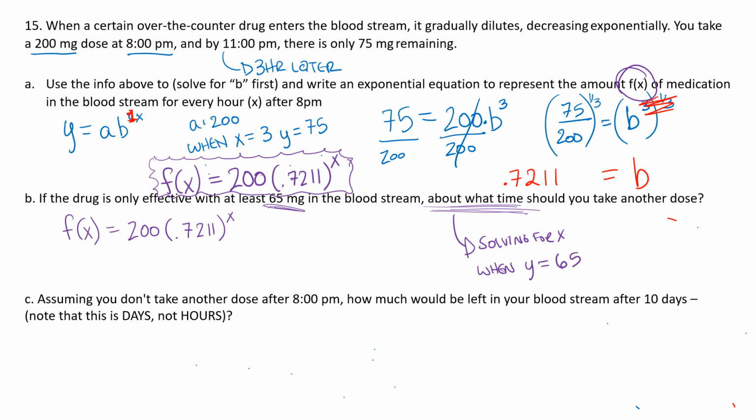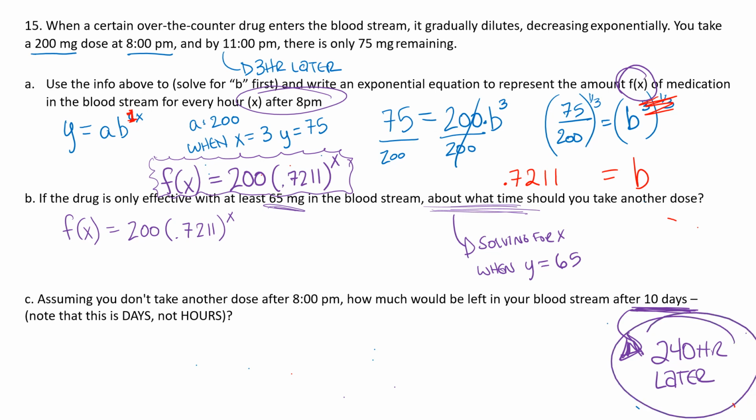The only trick I'm going to tell you is notice on our equation, x represents every hour after 8 p.m. So the trick is that 10 days, okay, well 10 days is how many hours? Let's see, there's 24 hours in a day. Therefore, 10 days is 10 times 24, or 240 hours later. So you guys are going to be finding the amount in milligrams that's left in the bloodstream after 240 hours. Go for it. You got this.